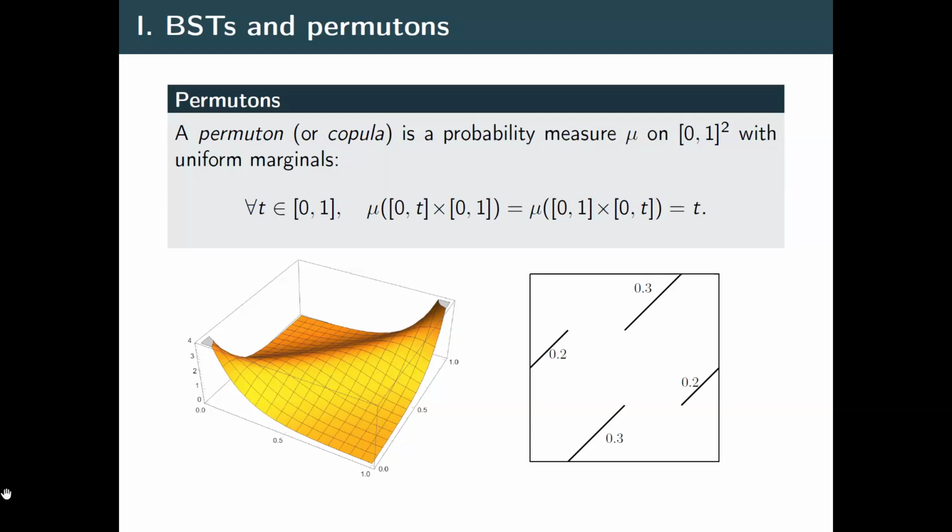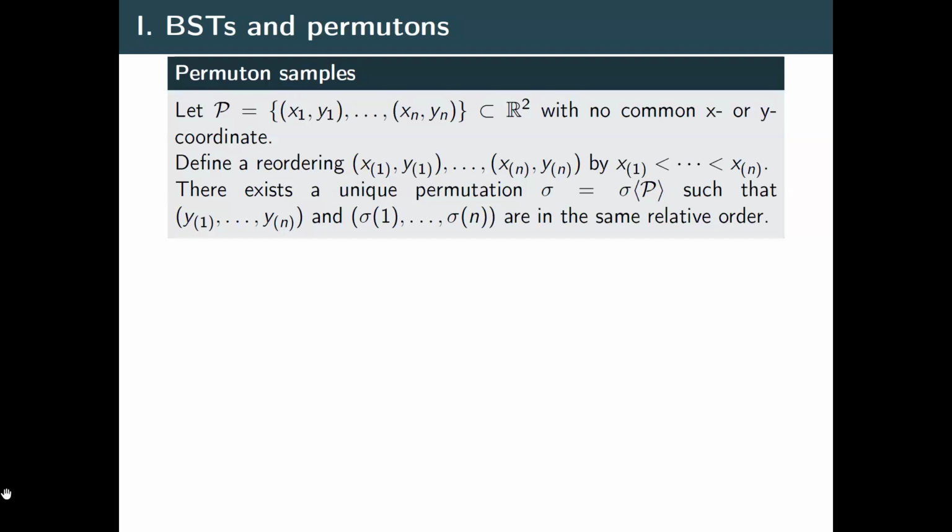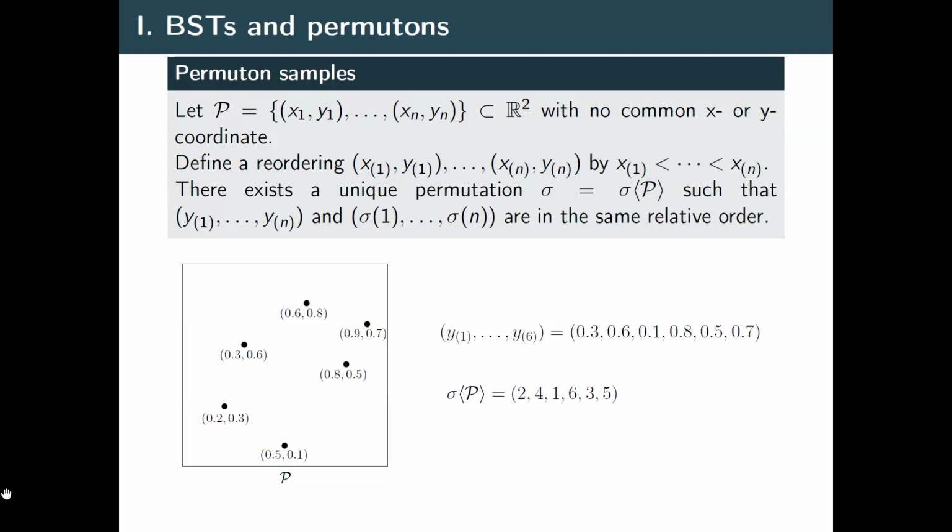Okay, so that's a permuton, and if you have a permuton, you can use it to define random permutations. To do so, suppose you have a point set in the plane. You can read it from left to right, that is, you can order it by increasing x coordinate. When you do that, you get a sequence of points, which gives you a sequence of y coordinates. And if you replace the lowest y coordinate with a 1, the second lowest with a 2, and so on, you get a permutation. For example, if you have this point set, you read it from left to right. The first point you read is this one. So the y coordinate is 0.3.